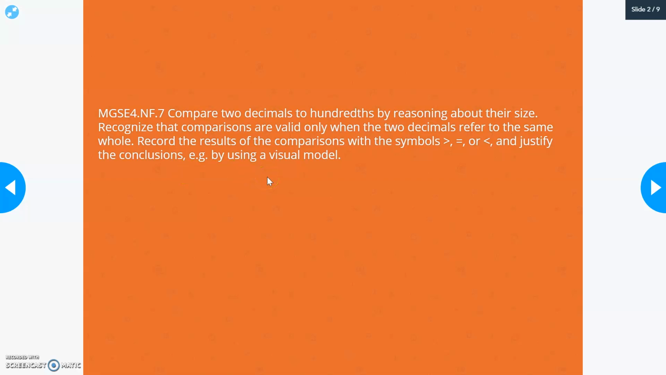And when they say a visual model, they mean you can use a tenth and a hundredth grid. If you shade them in, you can compare decimals. You can also use a number line. Draw a number line, partition it evenly, label your number line, and you can definitely use a number line to compare your decimals.